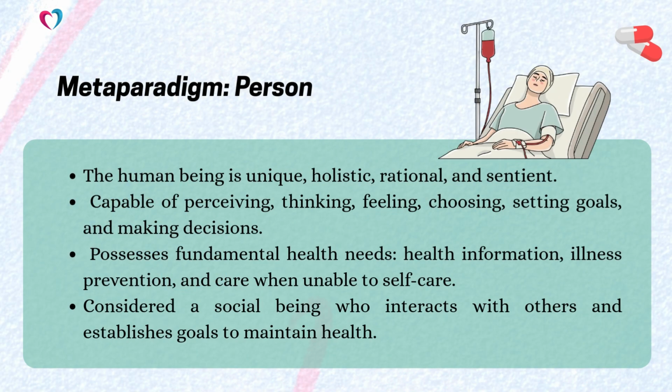Now that the core ideas are clear, we will apply King's theory using the nursing meta-paradigm. We will start with person. In King's theory, the person is viewed as a unique and whole human being, capable of perceiving, thinking, feeling, making choices, setting goals, and decisions.